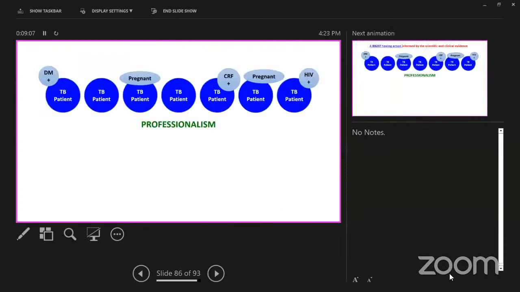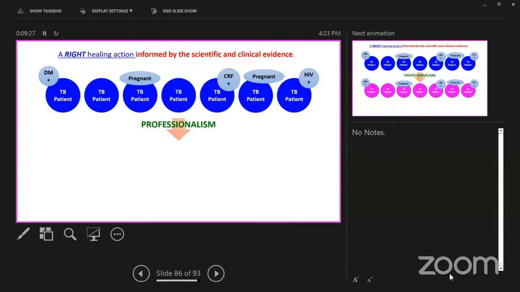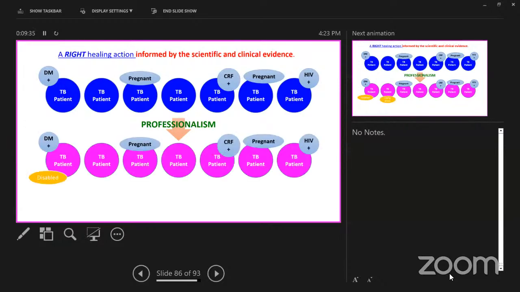For example, I will tell you this. Say a TB patient with diabetes, a TB patient without any complication, a TB patient with pregnancy, a TB patient with CRF, a TB patient with HIV. For the right healing action, informed by the scientific and clinical evidence, you can take whatever is available in the guidelines and apply it to these patients. But consider this situation: the same patient, a TB patient with diabetes who is disabled. You have to take a different sort of decision depending on his values and preferences.